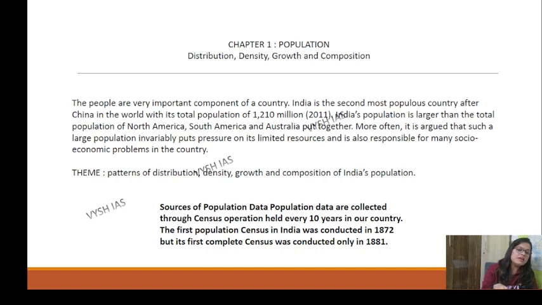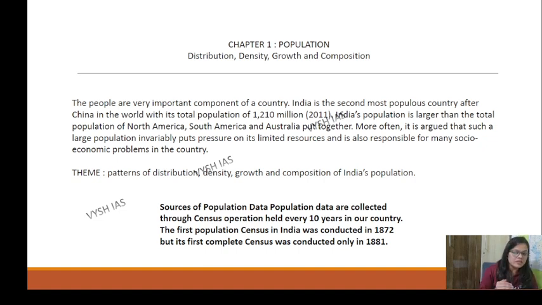So the theme is, here you are going to study the distribution, density, growth and composition of India's population, how it is distributed all over India. What is the density, like in how much area how many people are living, area wise, and the composition, and a lot of other things. In this chapter you'll know the phases of population, like how population grew in India. You know very well that we are the most populous country now, but you have to stick to validated sources only.